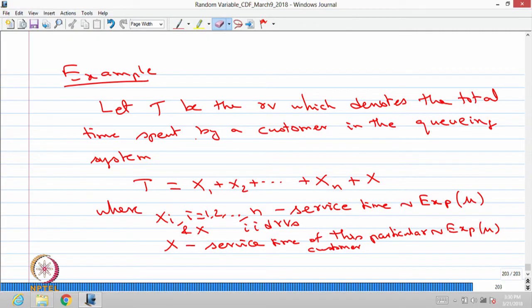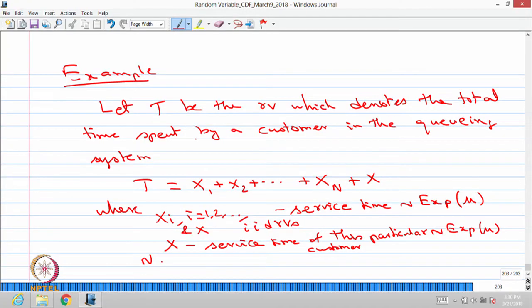So, n is a random variable. I can write this small n as the capital N, and the xi's are going to be IID random variables, like a capital X. Now capital N is the number of customers in the system, which is independent of the service times of all the customers.